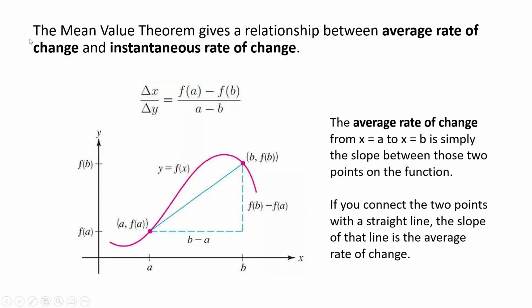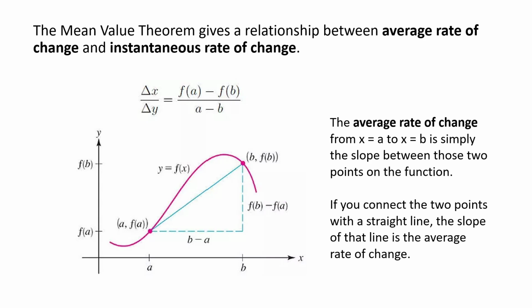Okay, so this video will explain the mean value theorem. The mean value theorem is a way to relate the average rate of change of a function with the instantaneous rate of change, which are two concepts we've seen before.